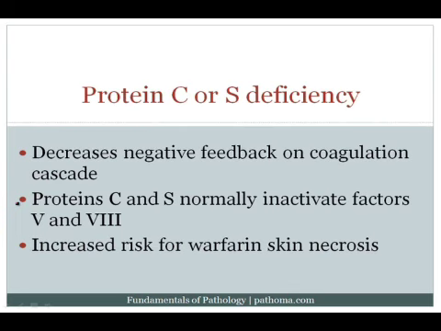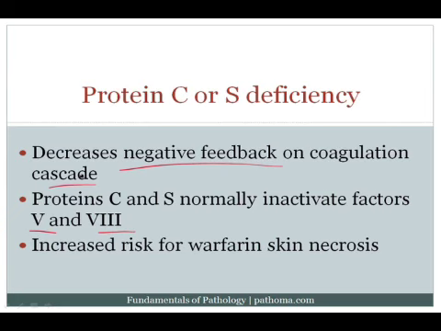Now remember that protein C and protein S, what they do is they inactivate factors 5 and 8. That's the normal. So protein C and protein S normally inactivate factors 5 and 8, and factors 5 and 8 are amplifying factors in the coagulation cascade. So you do want to be able to inactivate them so you can shut down the cascade when you want it to be turned off. Now if you don't have protein C or protein S, you get less negative feedback on the coagulation cascade, and the patients become hypercoagulable. And so protein C or protein S deficiency will increase the risk for a hypercoagulable state.